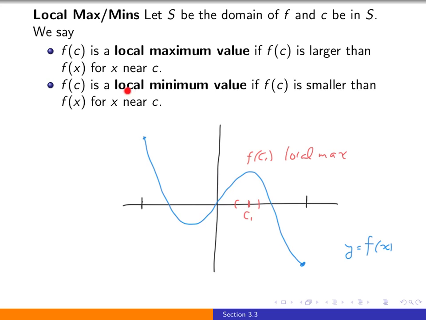Likewise, f of c is a local minimum if it is smaller than everything near it. So if I look at this point C2, we would note if we stay close to C2, C2 is where that smallest value is attained. So we would call f of C2 a local minimum. Of course, it's not the absolute minimum value. That occurs down here. But it's a local max, a local min, and these are points we are going to be interested in finding.